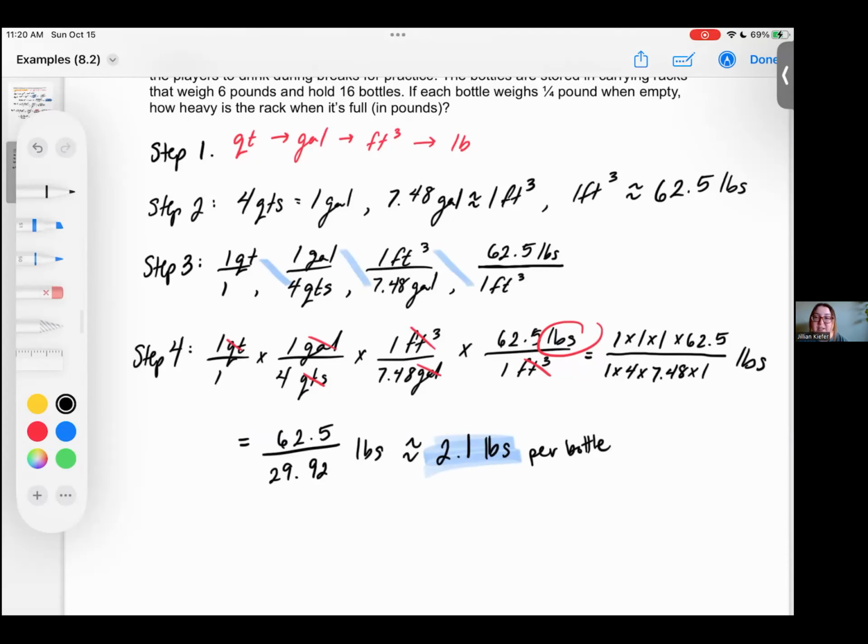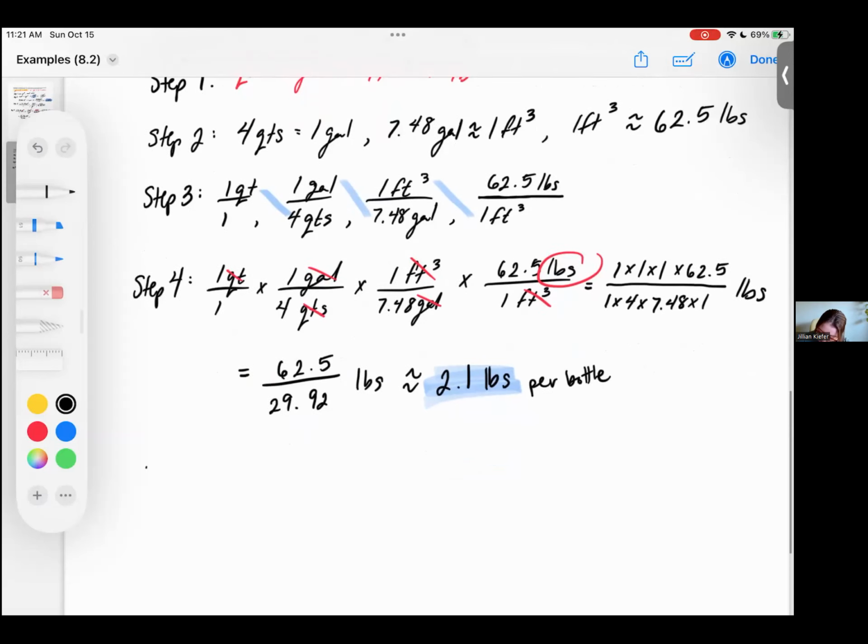Now remember, our question was, if each bottle weighs 1/4 of a pound when empty, how heavy is the rack when the bottles are full? We now know how much each bottle weighs in pounds, so we can calculate how heavy that rack is going to be. So when we multiply this out, we're going to figure out how much each bottle weighs. So bottle weight.